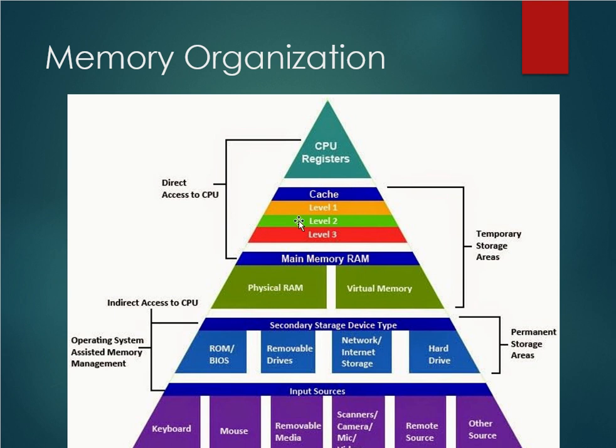Then the cache, it is slower than CPU registers. Our RAM is slower than this cache. And our hard disk is also slower than main memory. Okay. And also when you reach the top of this pyramid, the price of this particular memory device is also higher.